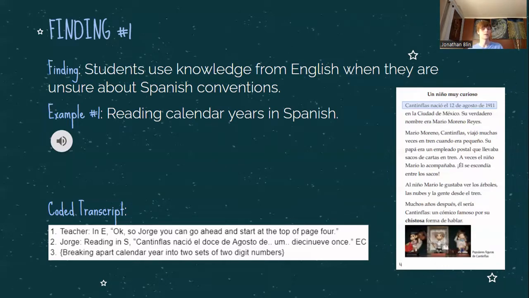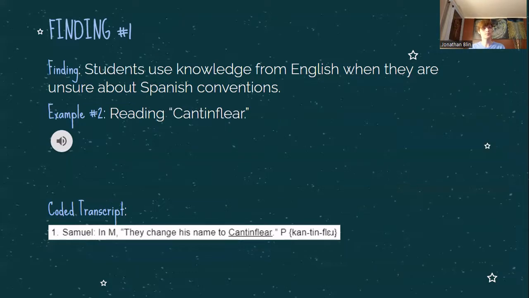So we could see that notated in there, that he used the English convention for breaking apart calendar years into two sets of 2-digit numbers. Okay, second example for the first finding comes from more pronunciation. This was seen with Samuel when he pronounced the verb. He says it's a name, but it's a verb, and we'll see how he pronounces that.